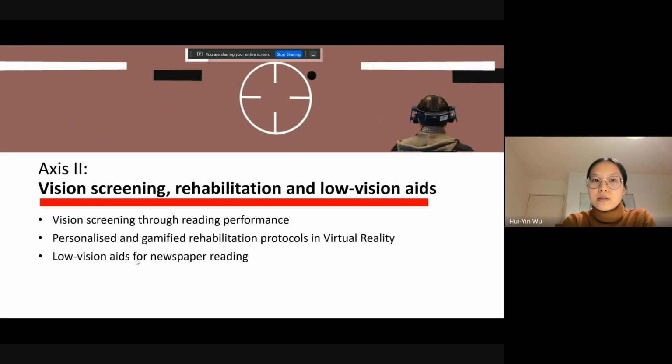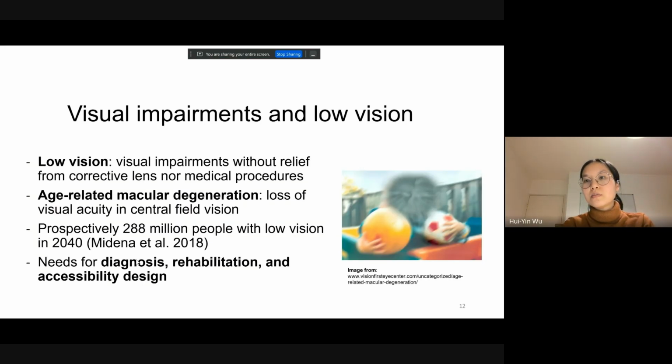The second axis of the research concerns research of Dr. Pierre Conrad's, which is the vision screening, rehabilitation, and low vision aids. And so it concerns when the visual system has some problems, and specifically we're interested in low vision, which is visual impairments that cannot be relieved or corrected completely by existing medical procedures or lenses like glasses.